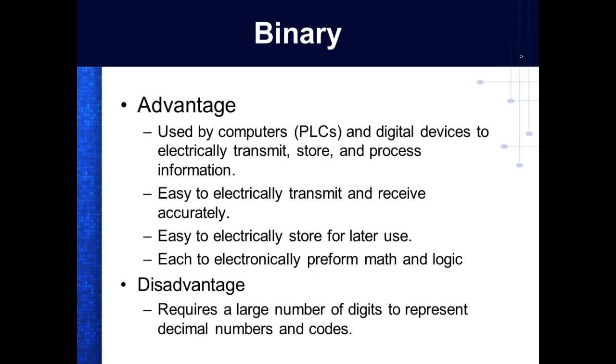So binary. Here's the advantage of using binary. Used by computers and digital devices to electronically transmit, store, and process information. It's very easy to electronically transmit and receive very accurately. It's easy to electrically store for later use, and everybody knows memory in your computer. All it does is store 1s and 0s. Electronically perform math and logic. The circuits that are required to do binary math are not complicated at all. The disadvantage is it requires a lot of digits to represent decimal numbers and codes.